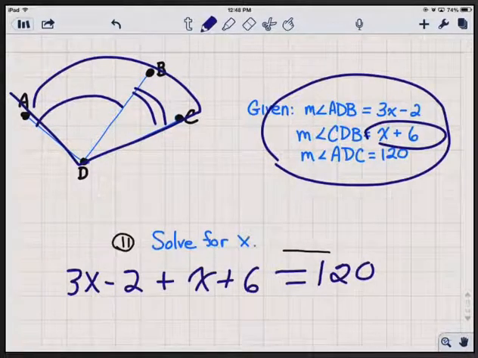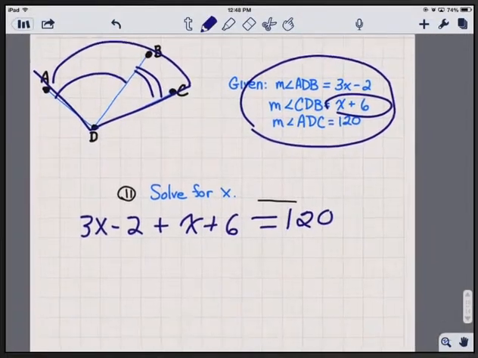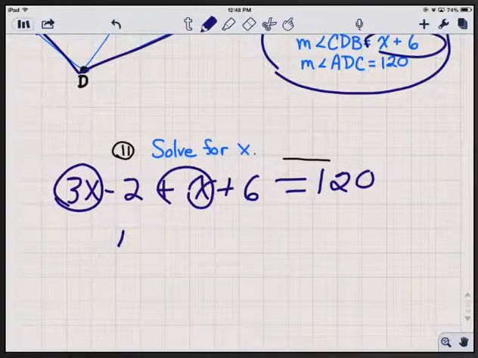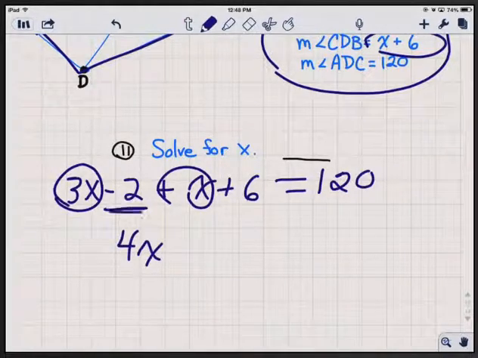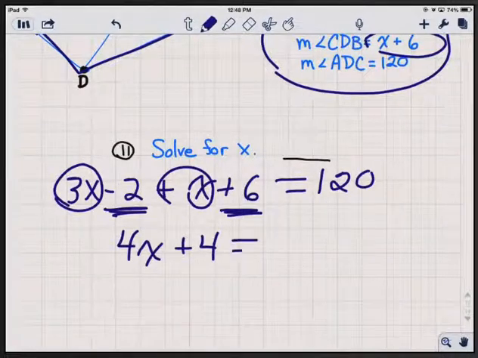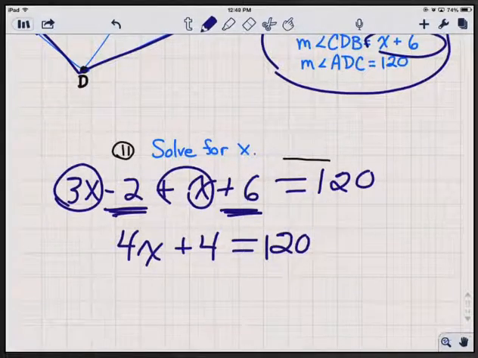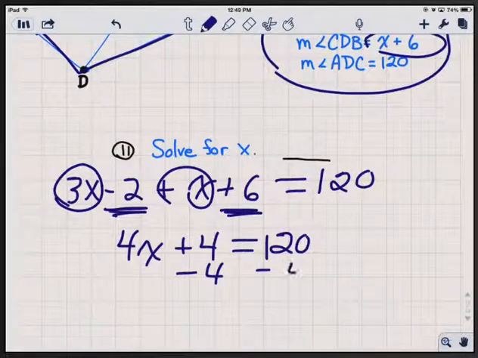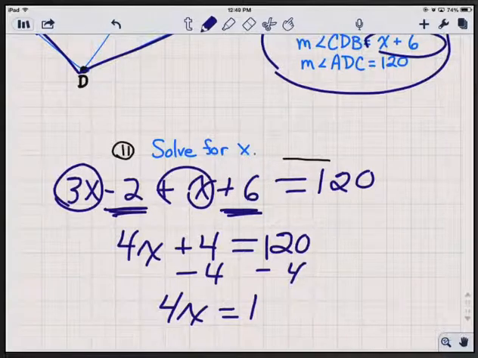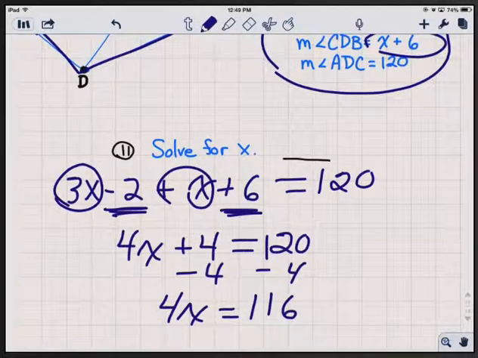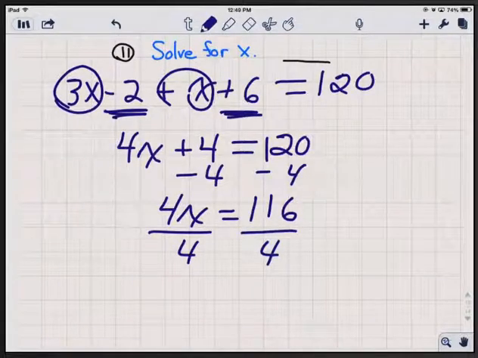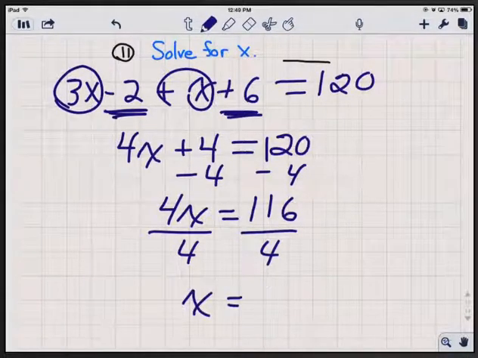Simplifying, 3x plus 1x is equal to 4x. Negative 2 plus 6 is equal to positive 4. If that equals 120, we continue to solve for x by subtracting 4 from each side, and we get 4 times x equals 116. We divide each side of the equation by 4, and we get x equals 29.